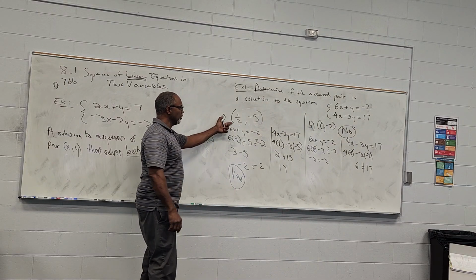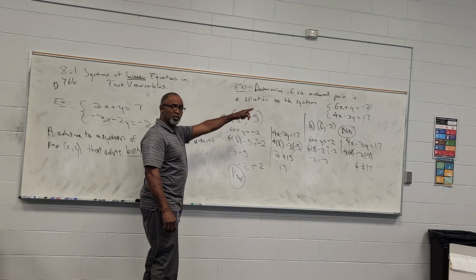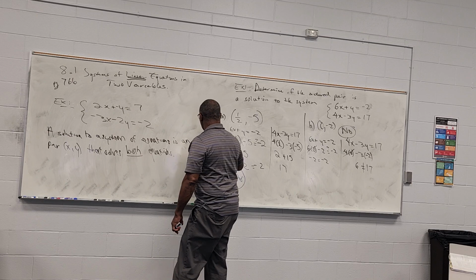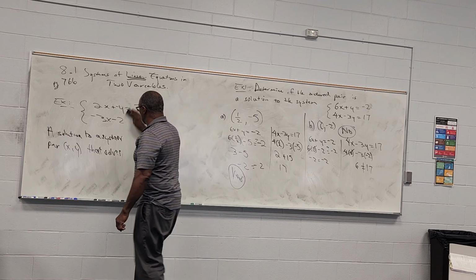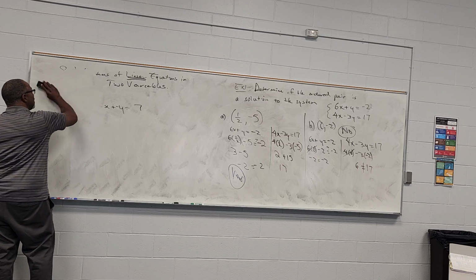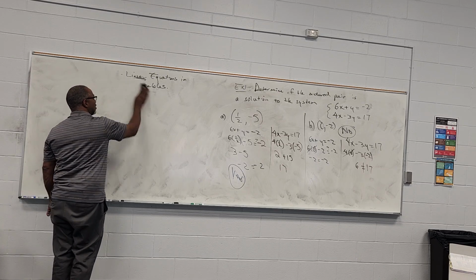So this first point, 1/2 comma negative 5, is a solution to the system because it is a point on both lines. The second ordered pair is not a solution to the system because it only lies on one of the two lines. That point is on the first line, but it is not on the second line.